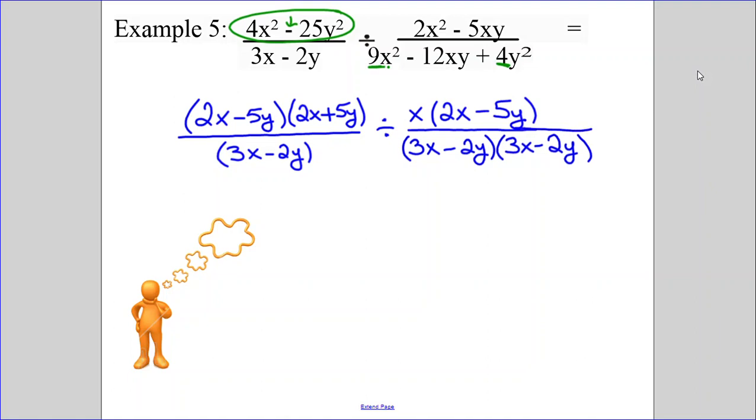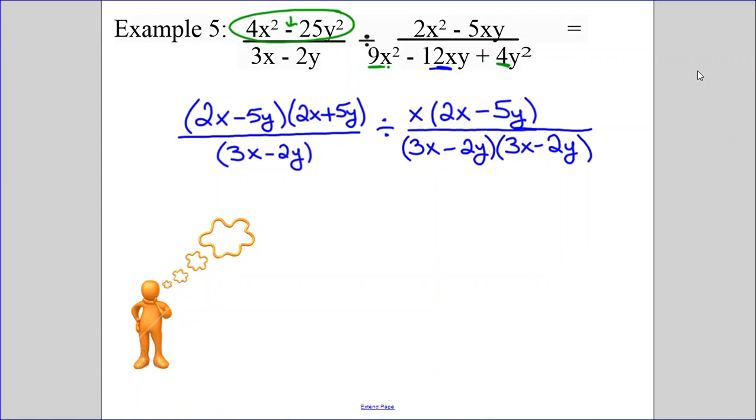And if you were to FOIL this out, what you'll see is that you'll get that denominator back again, right? 3x times 3x is 9x squared. 3x times 2y is minus 6xy, and then minus 6 more xy off the inside terms. So that gives you your 12xy. And then your last two terms, minus 2y and minus 2y, give me positive 4y squared. So just a little factoring trick as we go through this.